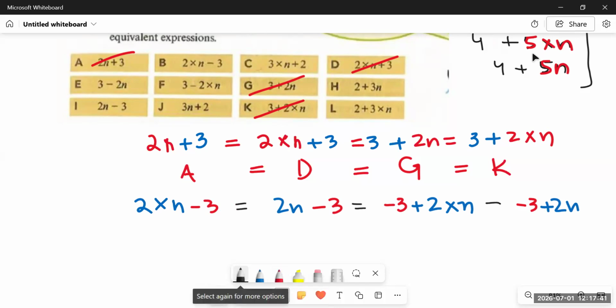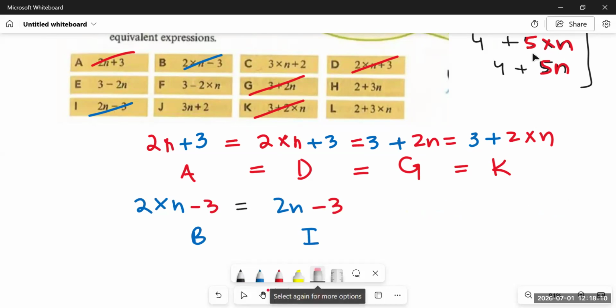Okay, so these are equivalent expressions. Let's find out their respective letters. 2 multiplied by n minus 3 is B. 2n minus 3, it's I. Minus 3 plus 2 multiplied by n: there's no such expression, so let's just remove it. It means B and I are equivalent.